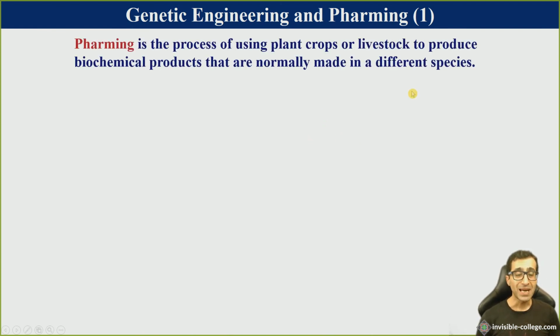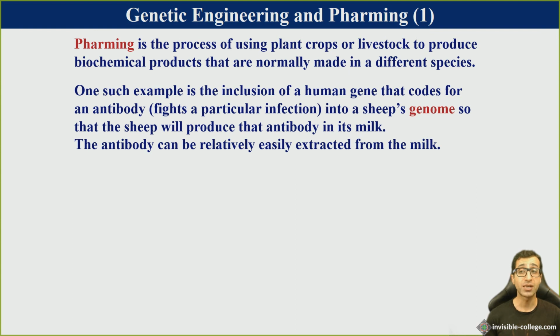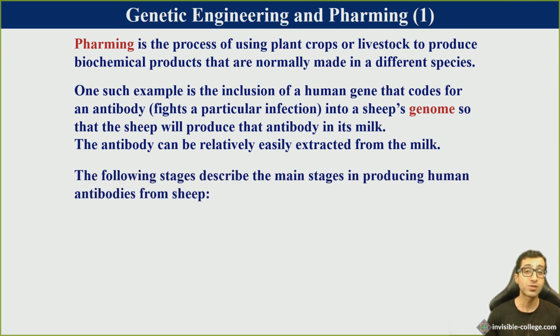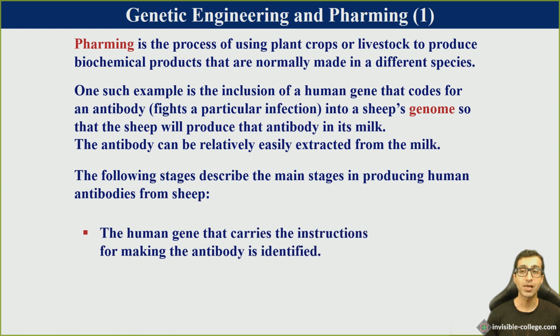So there are many applications of these different kinds of genetic engineering technologies. One such application is farming, spelled with a PH. Now this is the process of using plant crops or livestock to produce biochemical products which are not normally made in those species. So one such example is the inclusion of a human gene that codes for an antibody into a sheep's genome so that the sheep will produce that antibody in its milk. And then, once you've produced enough milk, the antibody can be relatively easily extracted from that milk and used in medical therapeutics. So these stages describe the main stages in producing antibodies from sheep.